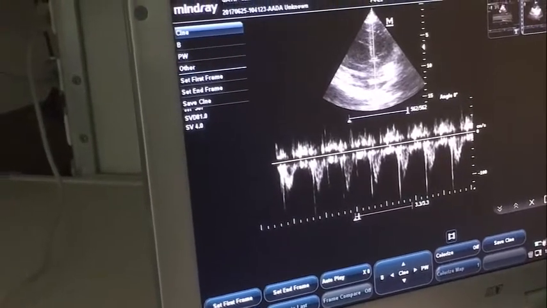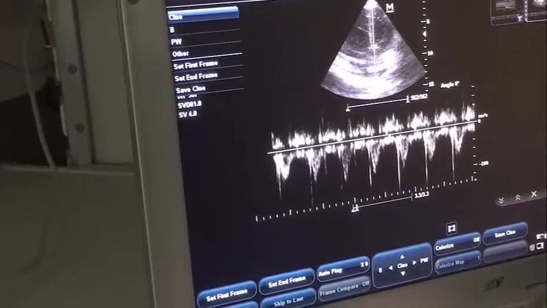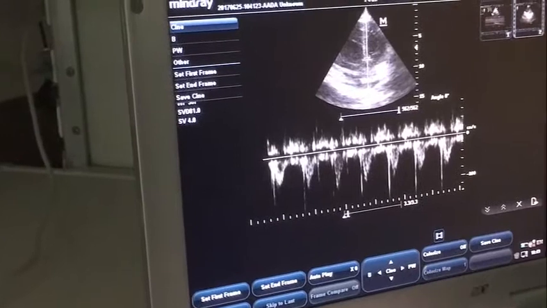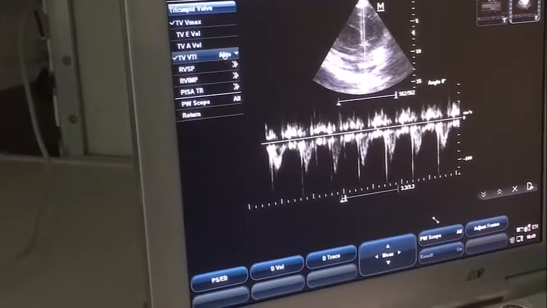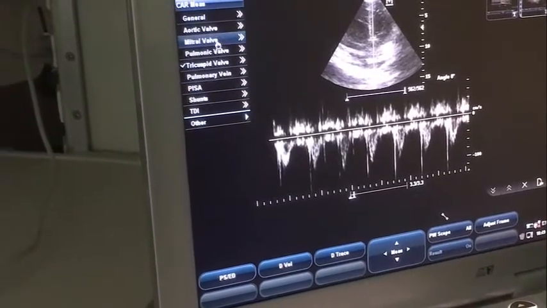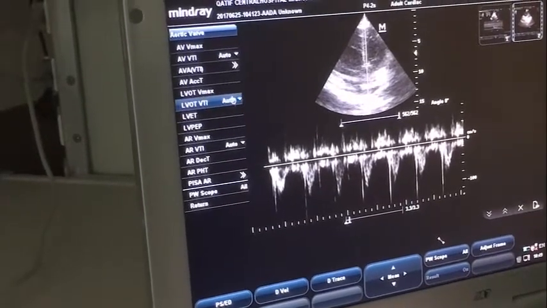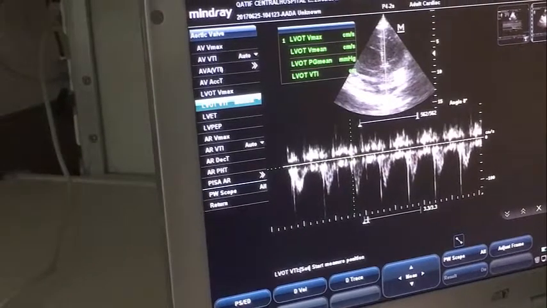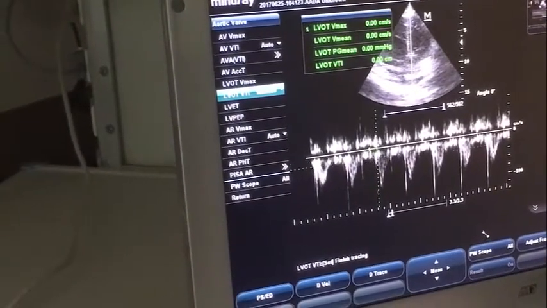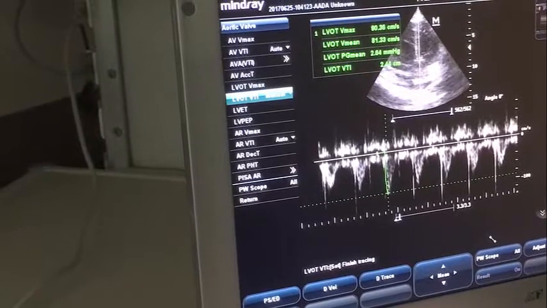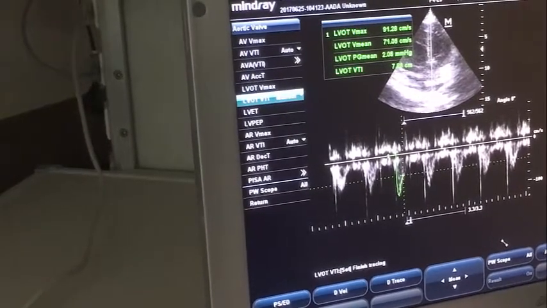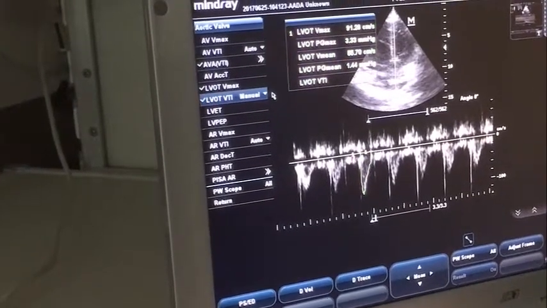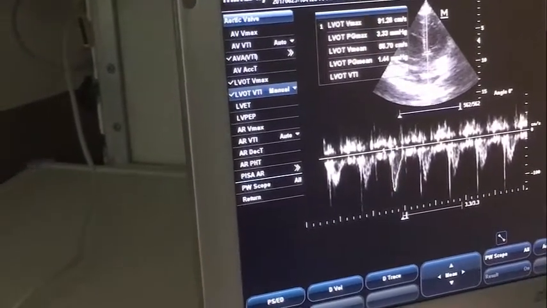It's normal from 20 to 25. For this patient with severe right ventricular strain, pressure overload and a compressed left side, I will not expect it to be normal. Okay, I will get the left ventricular outflow tract. I will do it manually and try to measure it. It is 10. Definitely it is low.